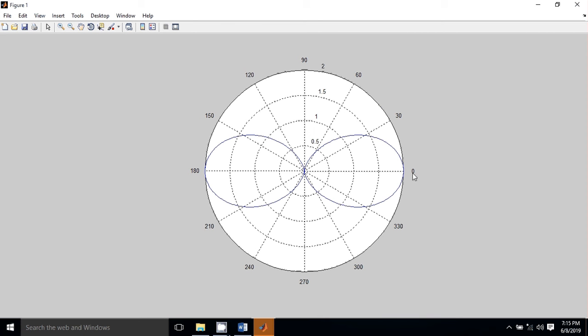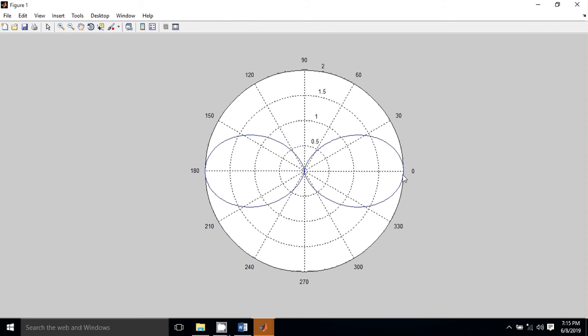So at 0 degrees we get the maximum magnitude, and at 180 degrees we get maximum magnitude, and at 90 degrees we get zero magnitude. So these cuttings indicate the magnitude level. That is 0.5, 1, 0.5, 2, 0.5, 1, 0.5, and 2.